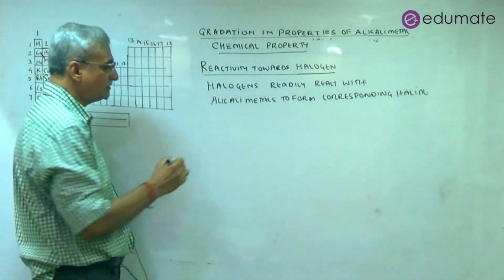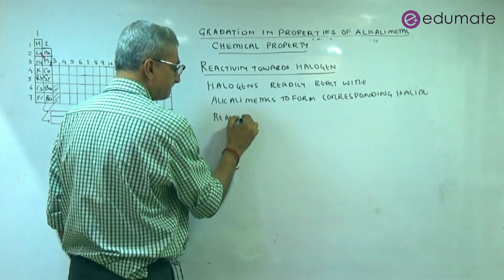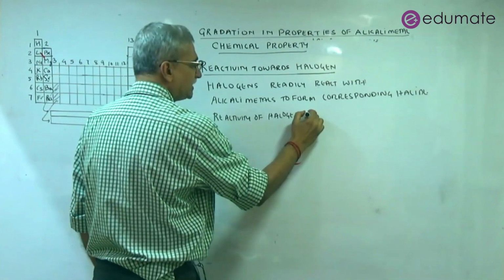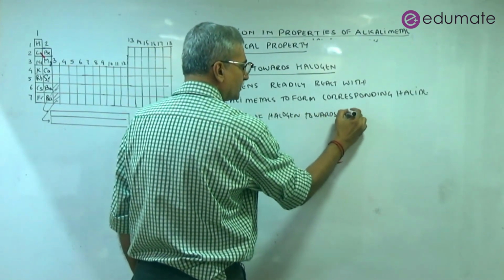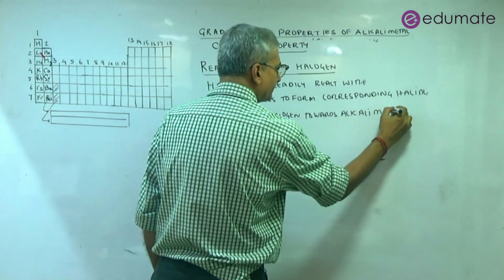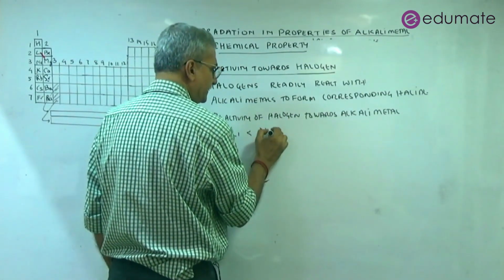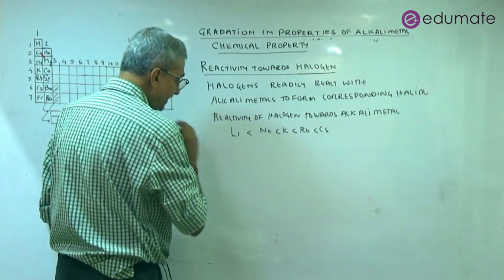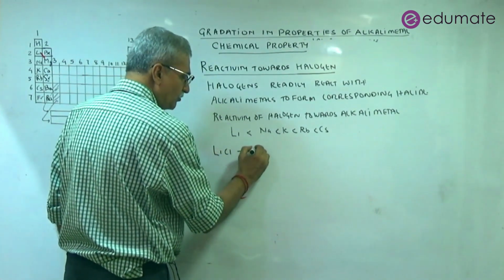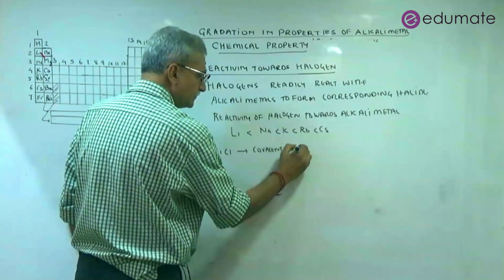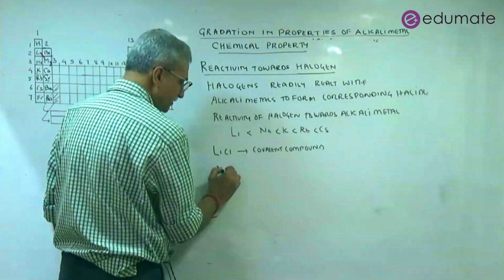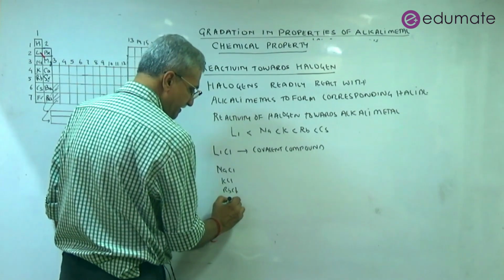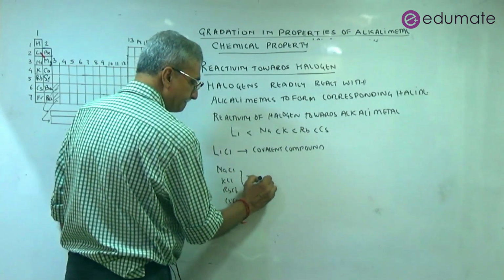The reactivity of halogen towards alkali metal is given by lithium less than sodium less than potassium less than rubidium less than cesium. Now here when we talk of halides, lithium chloride is a covalent compound, whereas sodium chloride, potassium chloride, rubidium chloride, cesium chloride, they are ionic.